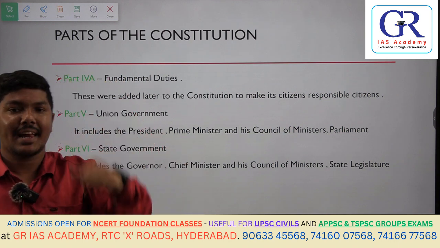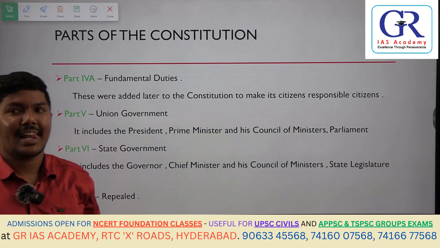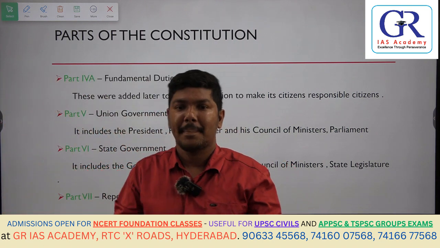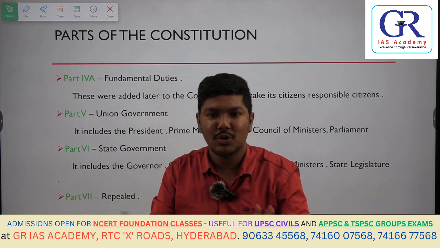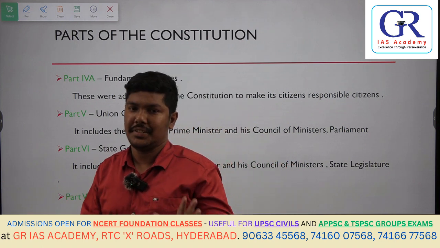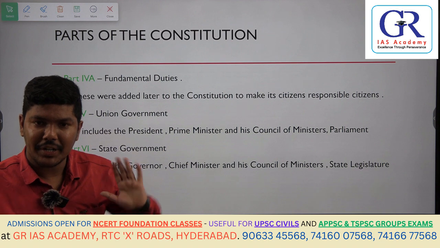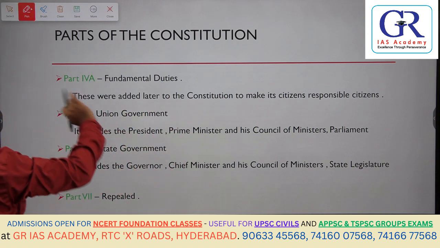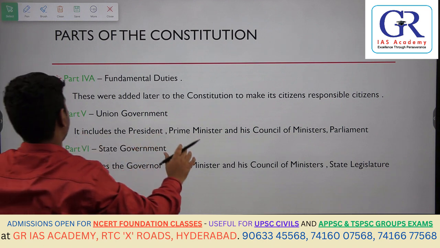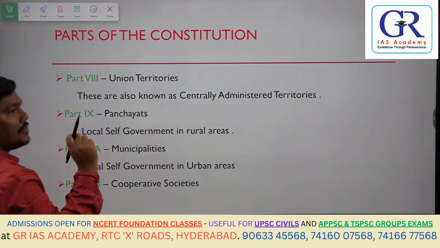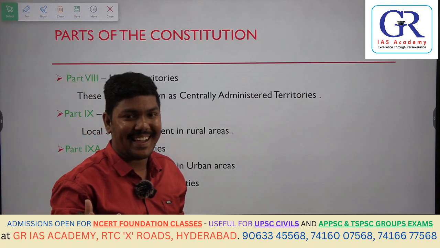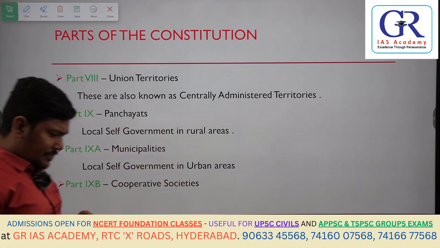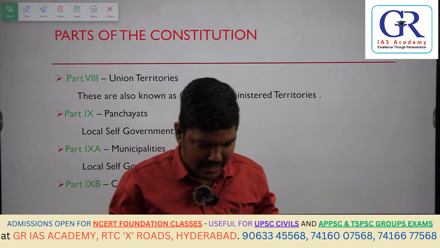What is part 1? Part 1 is states and territories, the Union and its territory, you can say. Part 2? Citizenship. So now you are very thorough with part 1 to part 7 of the Constitution. Yes, perfect. Then the next important thing is, shall we continue or should we stop? We can continue? Yes.